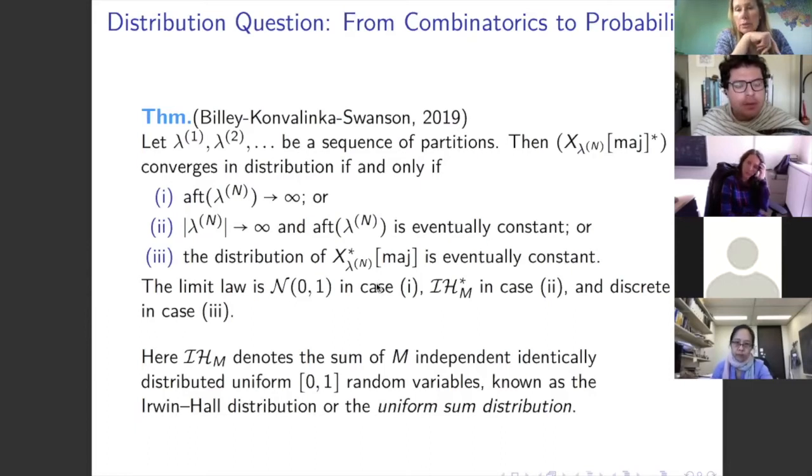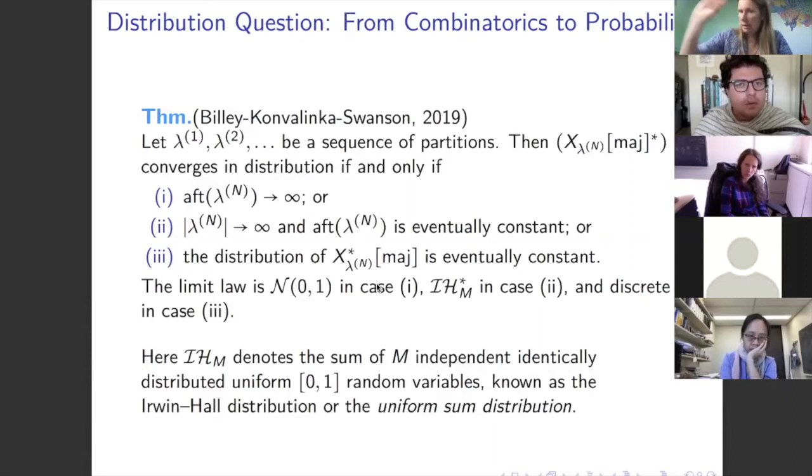There are other continuous distributions that you can end up converging to. If aft converges to a constant, but maybe the partitions are not actually converging to a constant, you end up with what's called an Irwin-Hall distribution. Sometimes they're called uniform sum distributions, because this is like taking m copies of the uniform continuous random variable on the interval from 0 to 1, and adding them up, and they're independent. So that's the Irwin-Hall distribution. You might end up getting that.